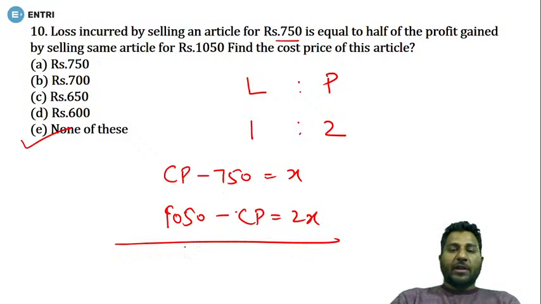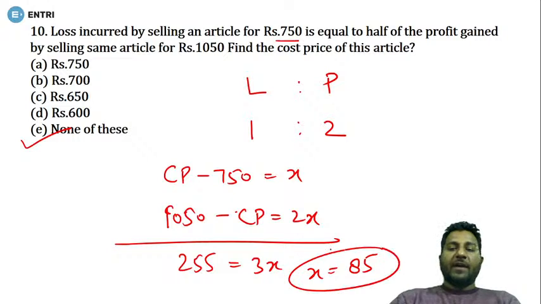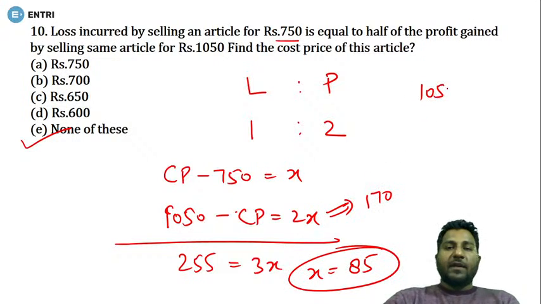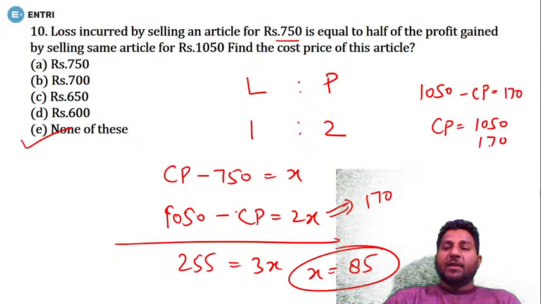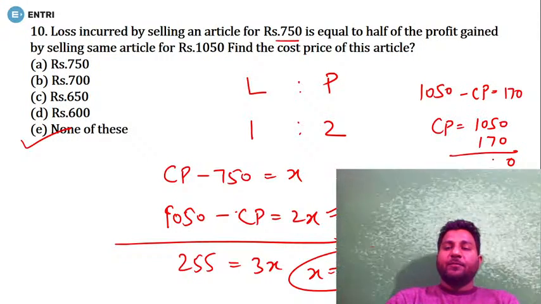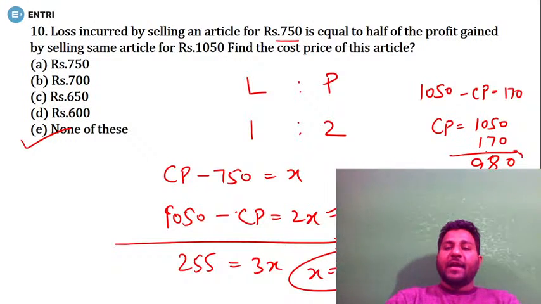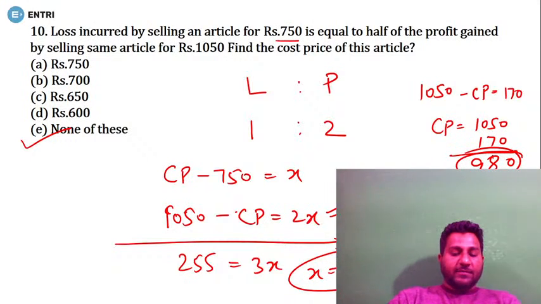Clear, absolutely clear. So 255 equals to 3x. So x equals to 85. That means the profit will be 170. So 1050 minus cost price is equal to 170. So cost price will be 1050 minus 170. So it will be 980. So 980 would be the answer.